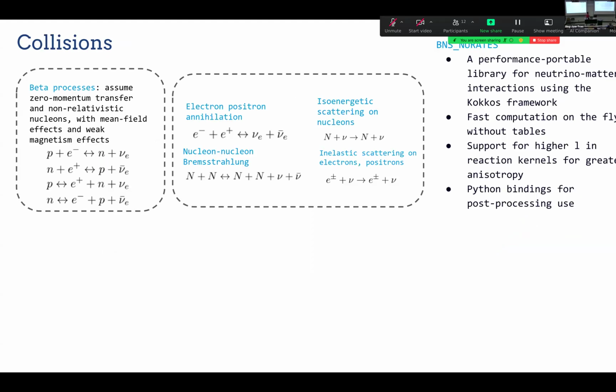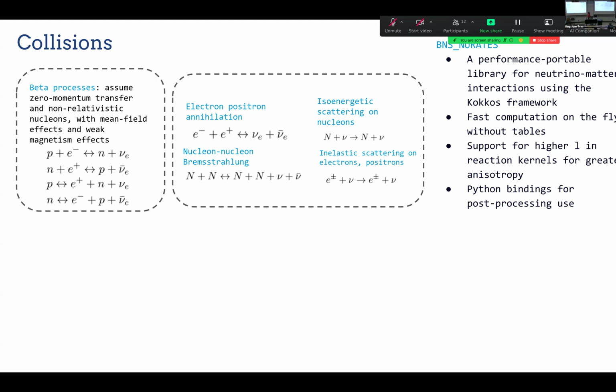So just to give you a quick idea of the right-hand side of the Boltzmann equation, let me give you a brief idea of the library BNS New Rates. BNS New Rates is a performance portable library for neutrino-matter interactions, which also makes use of the Kokkos framework, although New Rates is an independent project and not a part of AthenaK directly. This is work done in collaboration with the University of Trento and Penn State.